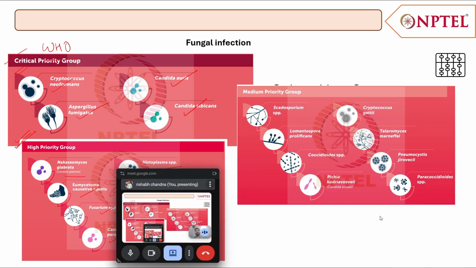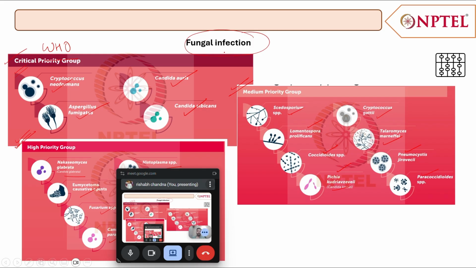And the medium priority group includes Scedosporium species, Lomentospora prolificans, then Coccidioides species, then Pichia kudriavzevii, which is also called Candida krusei. And then we have Cryptococcus gattii, then Talaromyces marneffei, then Pneumocystis jirovecii, and then Paracoccidioides species. So these are the medium priority groups that are defined among the fungal pathogens.